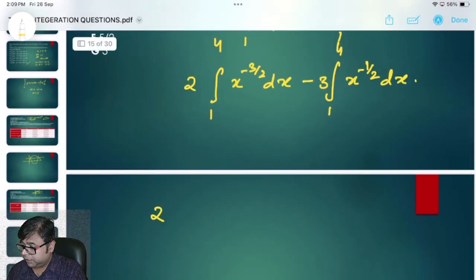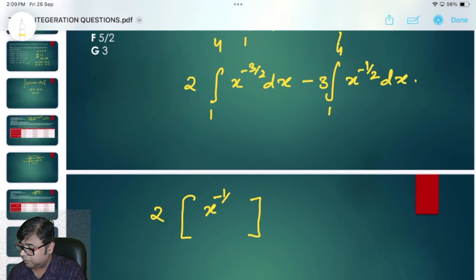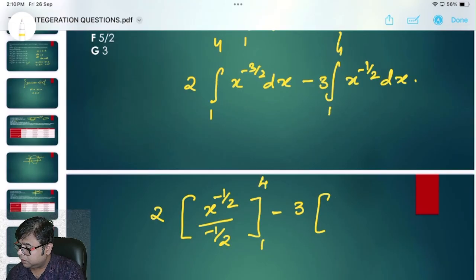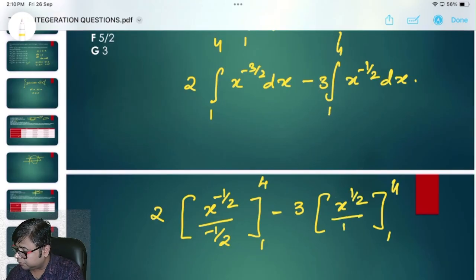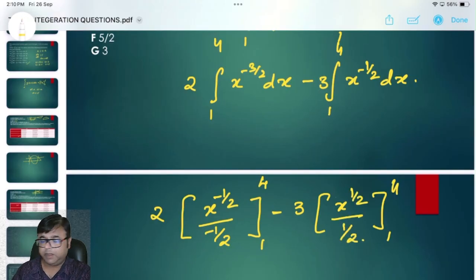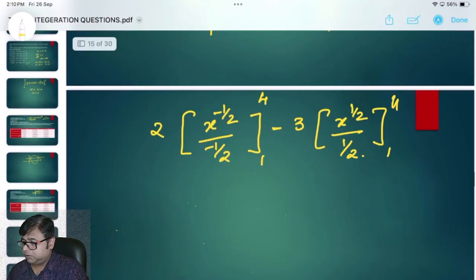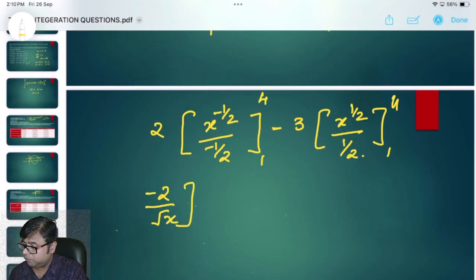Now after integrating, this gives me 2 times x to the power minus half upon minus half, minus 3 into limits 1 to 4, x to the power minus half plus 1 is half, upon half. So this is what I'll get finally. Now I'll just solve it a bit. So it gives me minus 2 upon root x from 1 to 4.